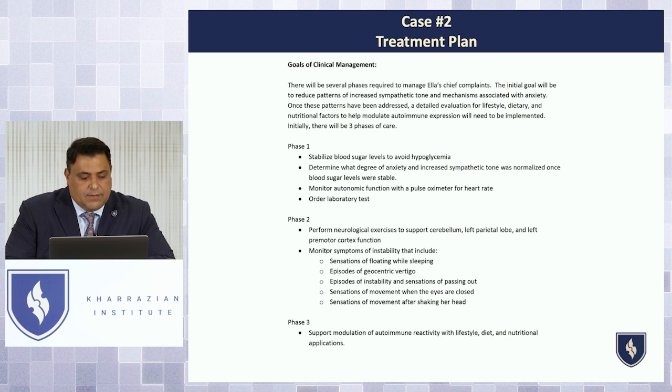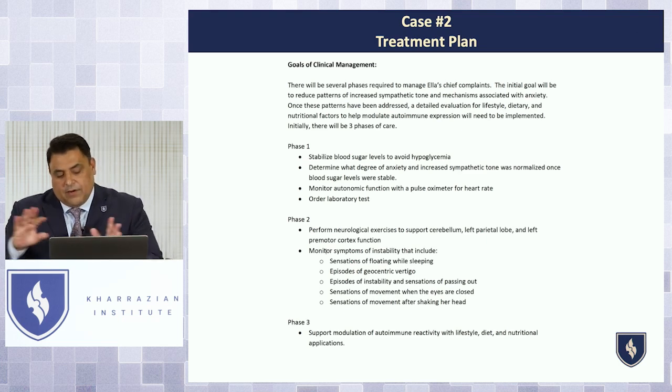Phase 1, stabilize blood sugar levels to avoid hypoglycemia. Determine what degree of anxiety and increased sympathetic tone was normalized once blood sugar levels were stable. Monitor autonomic function with pulse oximeter for heart rate, and then order laboratory tests. Then perform some stability exercises for balance, support modulation of immune reactivity, diet and lifestyle, and other applications later. We're going down the autoimmune path deeper.